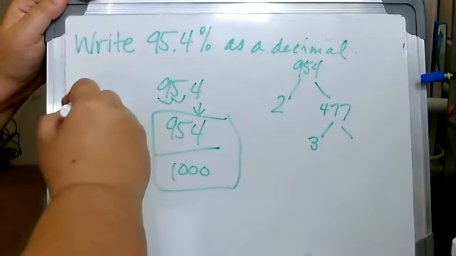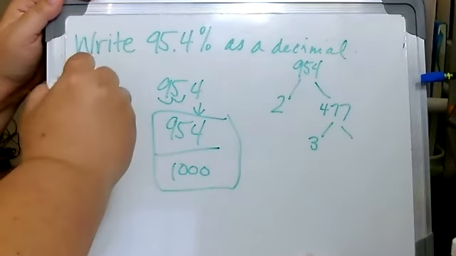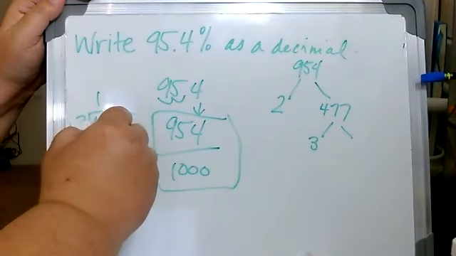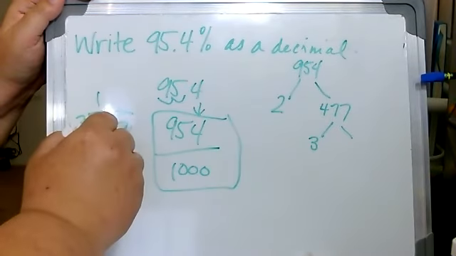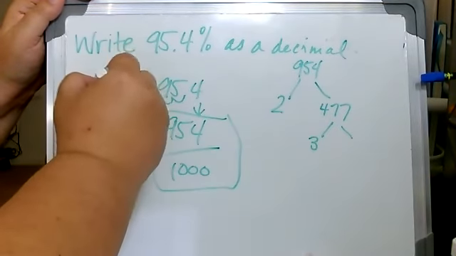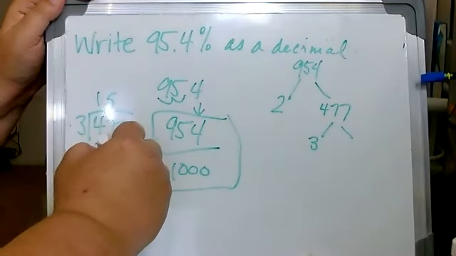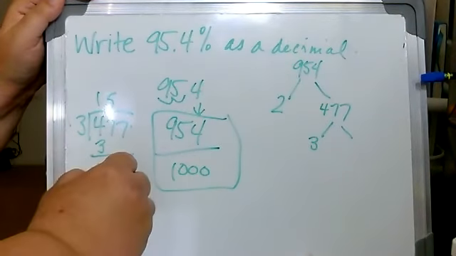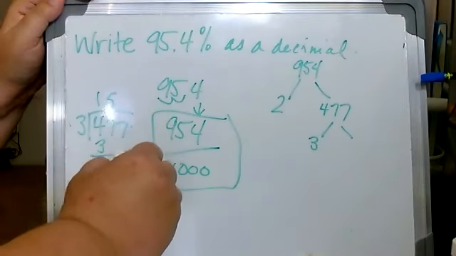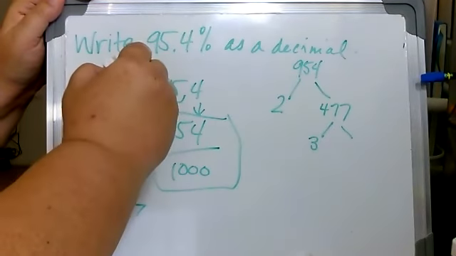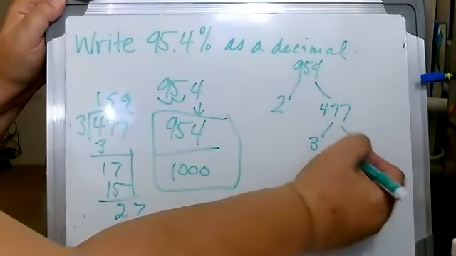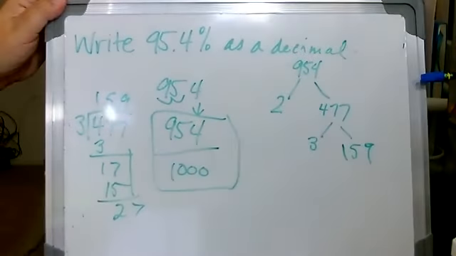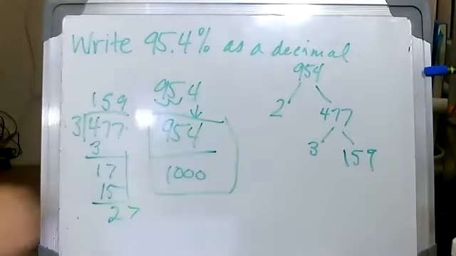477 divided by 3. 3 goes into 4 one time. 1 times 3 is 3. 4 minus 3 is 1. We're going to drop the 7. 3 goes into 17 5 times. 5 times 3 is 15. 17 minus 15 is 2. Drop the 7 down here. 3 goes into 27 9 times. So this is 159. Now, is that divisible by 3?